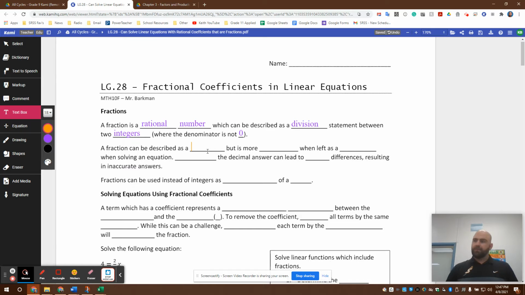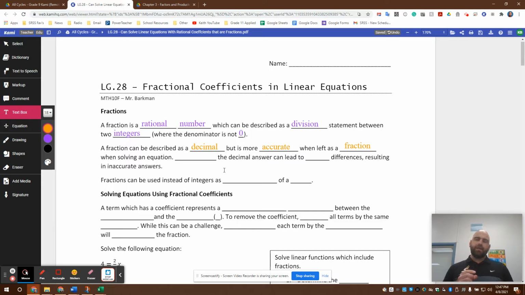Now, a fraction can be described as a decimal, but is more accurate when left as a fraction when we're solving an equation. If we keep it as a fraction, it'll be more accurate. If we change it into a decimal, and that fraction has a non-repeating or non-ending decimal, or we can't put the entire repeating signal into our calculators, we're going to have an error when we come up with our final answer.